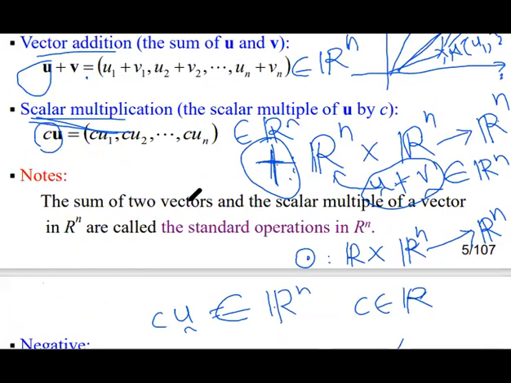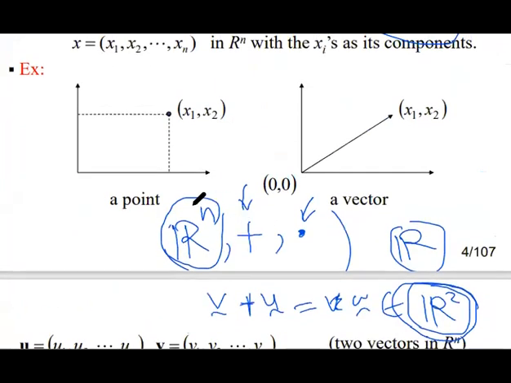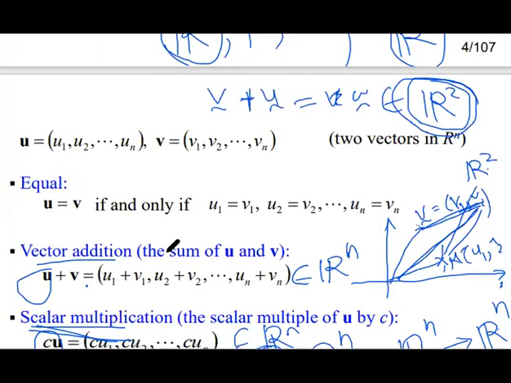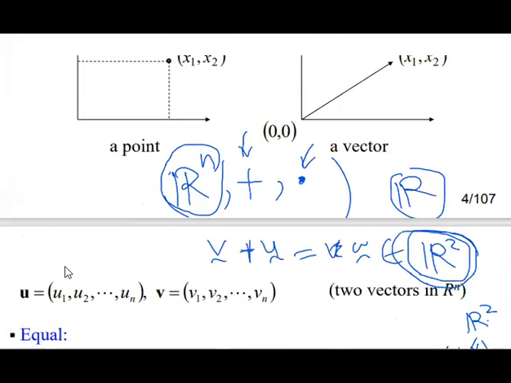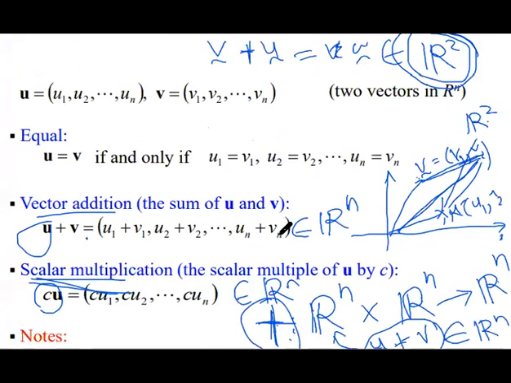The sum of two vectors and scalar multiplication of a vector in R are called standard operations. So we have defined two standard operations. One is between these sets. Another one is between this set and the field, the scalars. You will learn those things in third year.